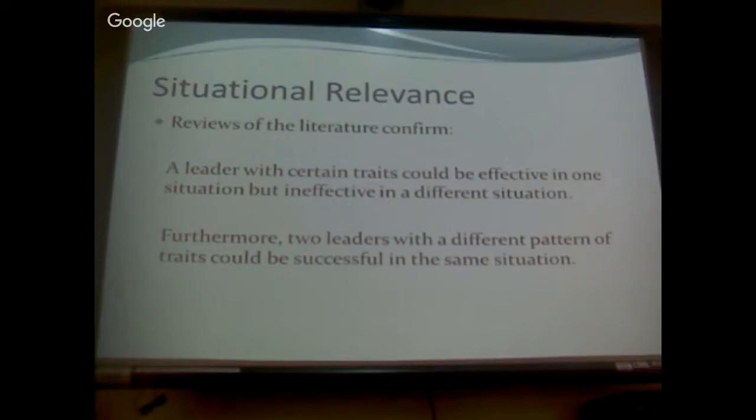The other thing that could happen too is that two leaders with different patterns of traits could be successful in the same situation. So I'm going to throw out a term that isn't in the text: equifinality. To put that in plain English, to use a bad old metaphor, there's more than one way to skin the cat. Never been real clear on why people were trying to skin the cat.